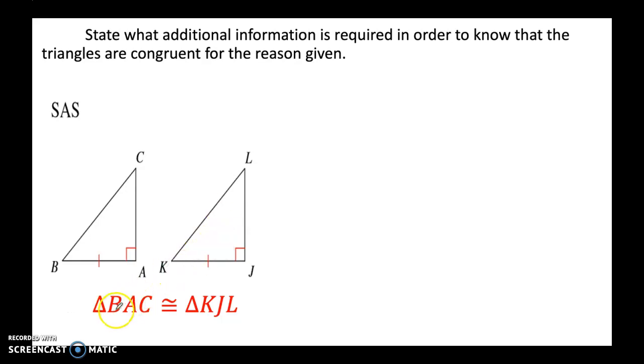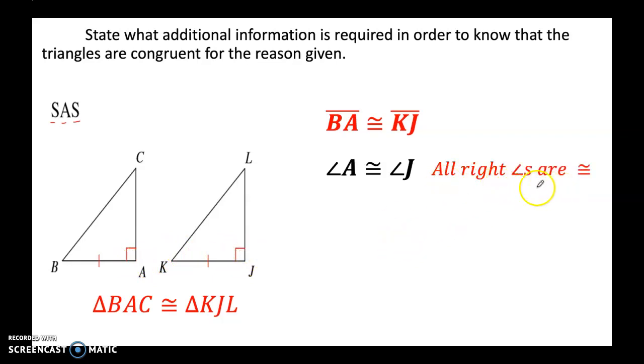Next given, we have triangle BAC congruent to triangle KJL using the SAS postulate, or the side angle side. So based on the markings, we have segment BA congruent to segment KJ. Another, we have the right angle. All right angles are congruent. Therefore, we can say that angle A is congruent to angle J. Why? All right angles are congruent because they have equal measure.